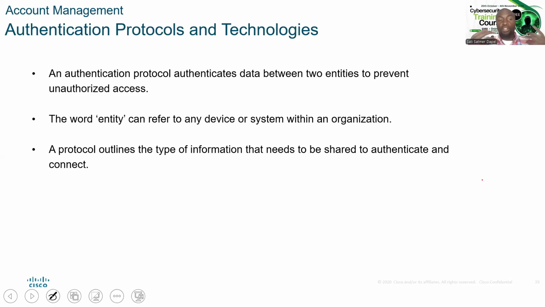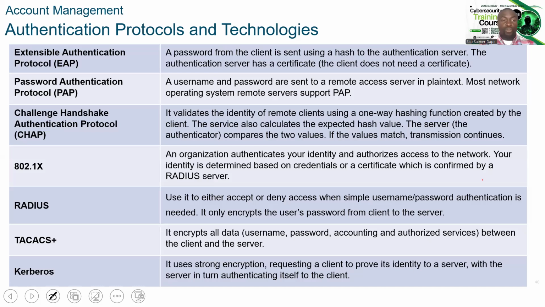Authentication protocols and technologies. An authentication protocol authenticates data between two entities to prevent unauthorized access. The word entity can refer to any device on a system within an organization. A protocol outlines the type of information that needs to be shared to authenticate and to connect, all right? So we have different authentication protocols or technologies. When we're talking about protocols, we're talking about those rules that help to run that particular service, right? So we have what they call the EAP, Extensible Authentication Protocol.